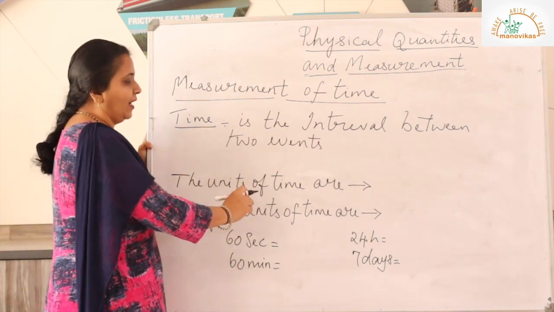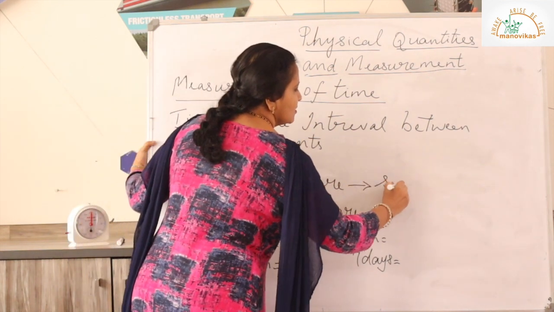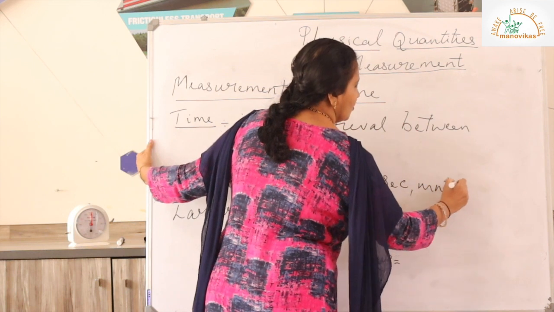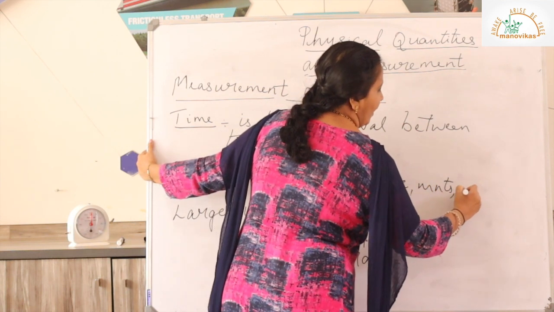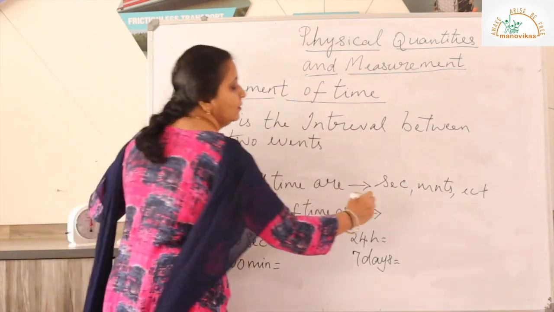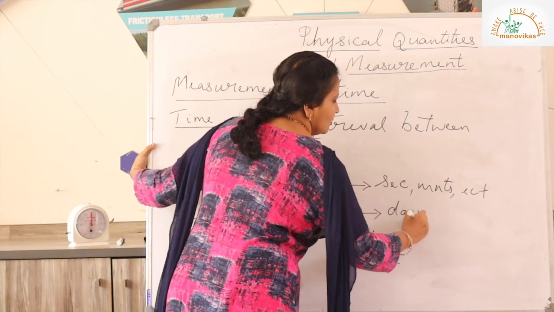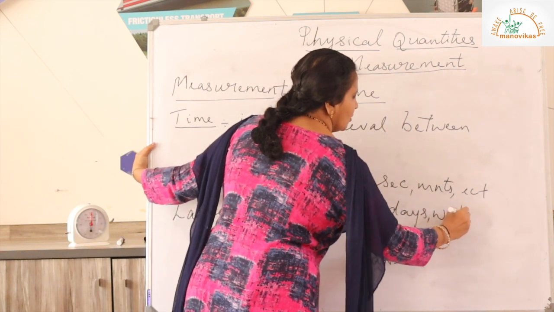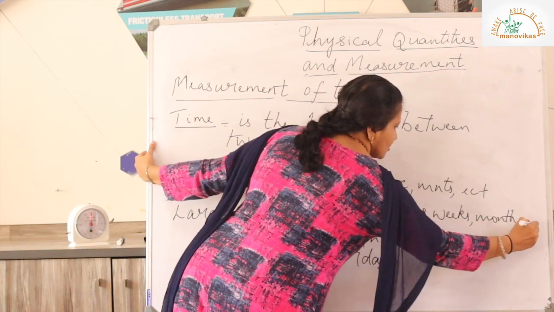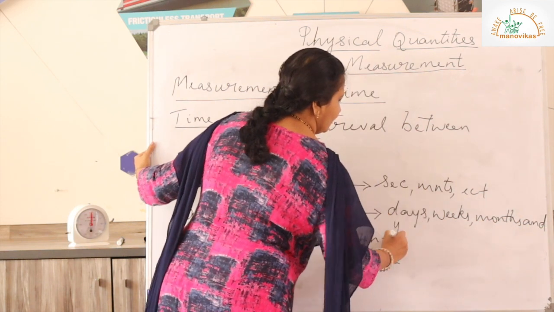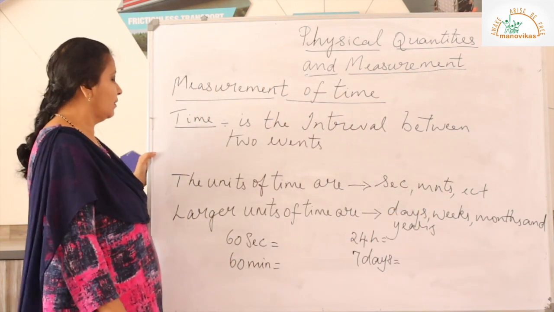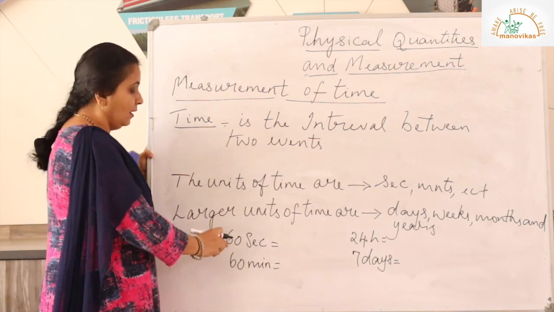The units of time are second, minutes, etc. And larger units of time are days, weeks, months, and years. Now, let us see the relation, how it is.